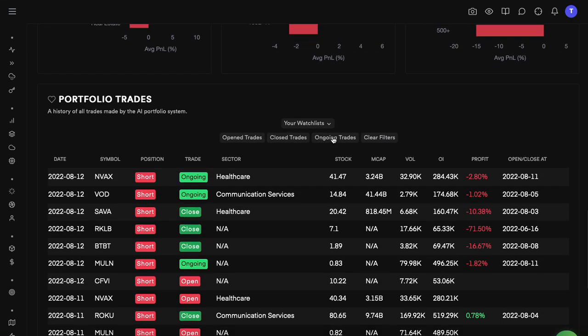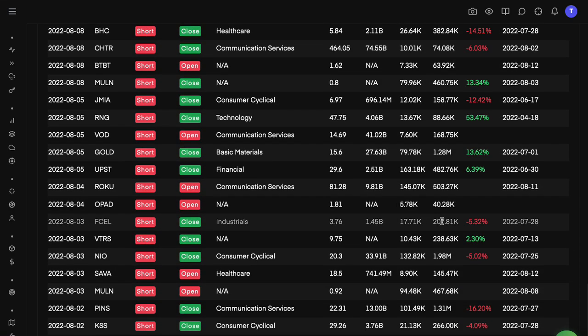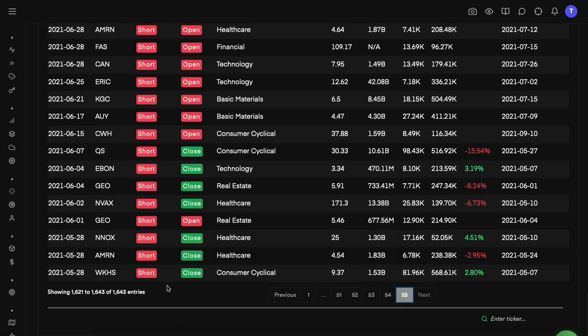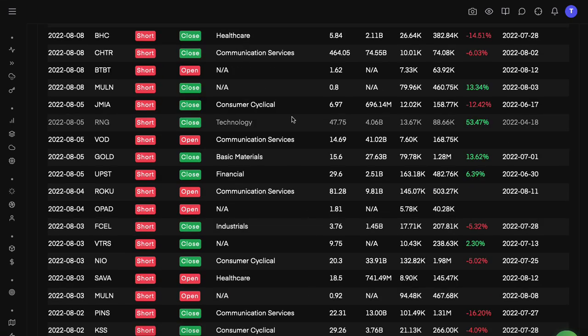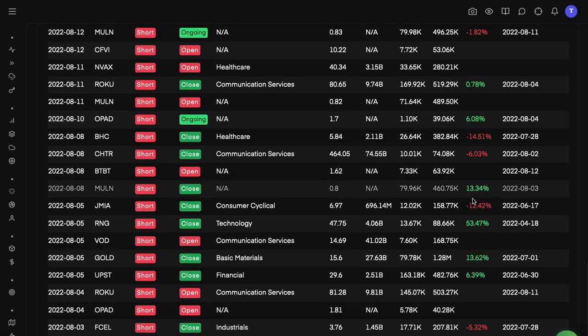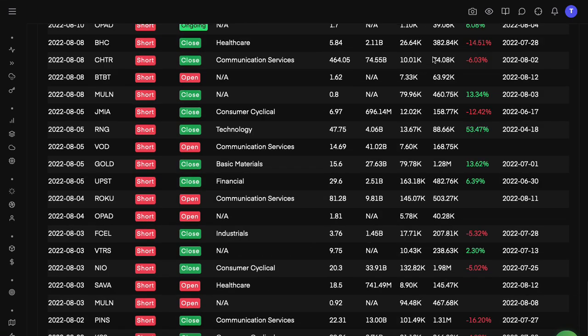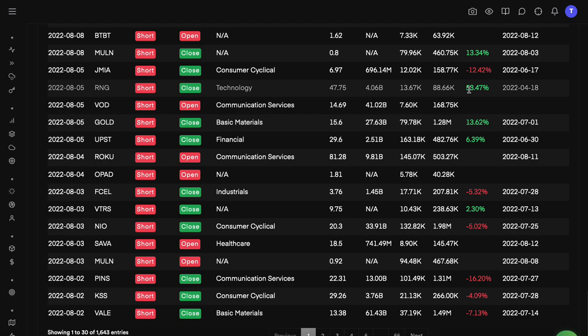And then finally, we have the portfolio trades. So these are all the trades that are ongoing, that were closed recently, and that were opened all the way from the start of the portfolios in May 2021, up till now. So all of the data is right in front of you. We have a couple of really good positions. So 53% on RNG, we actually closed it last week. And that 71%, that was a bad one, but that was there the day I'm creating this video. If you just go back, there are actually pretty good ones as well.